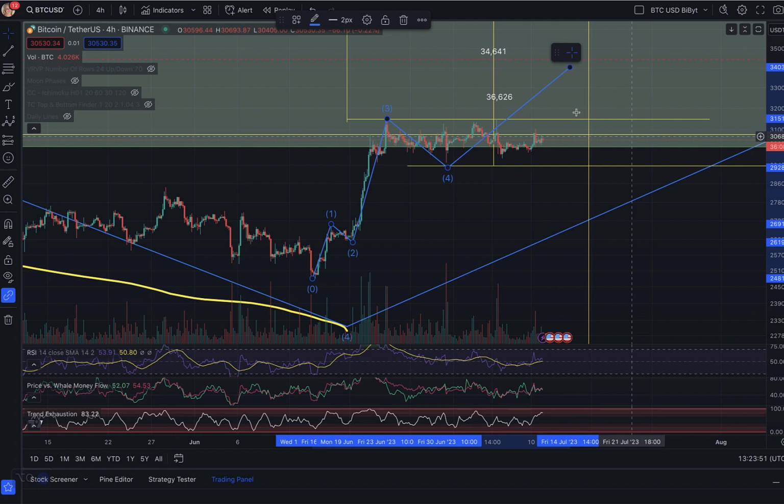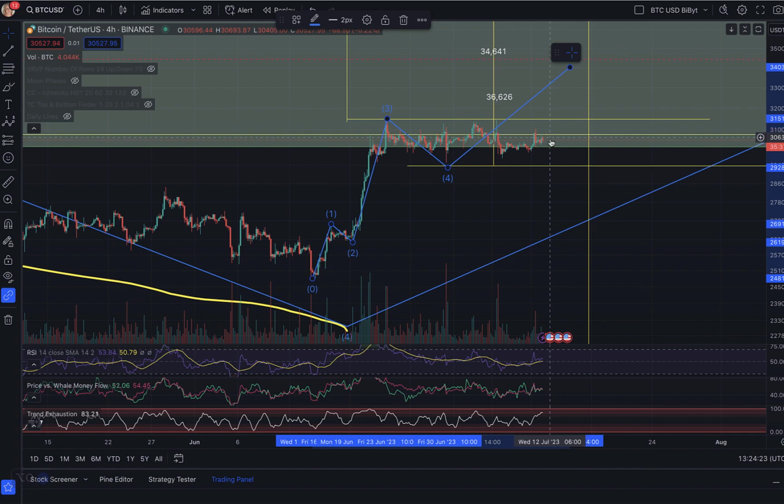Here's some more areas for looking at scaling out and taking profit. So here is what is important for that. All in all, I think we are more likely to go to break out and get up here, maybe 36,000, 36,626, maybe somewhere around there. We'll watch this as the days go by.